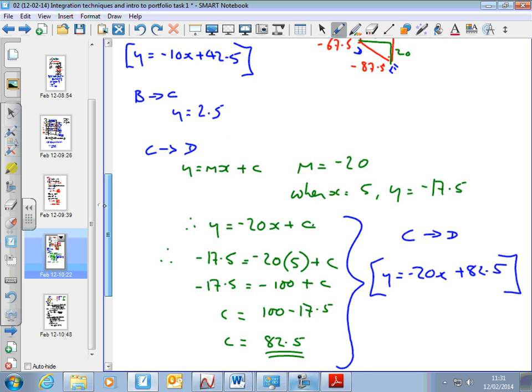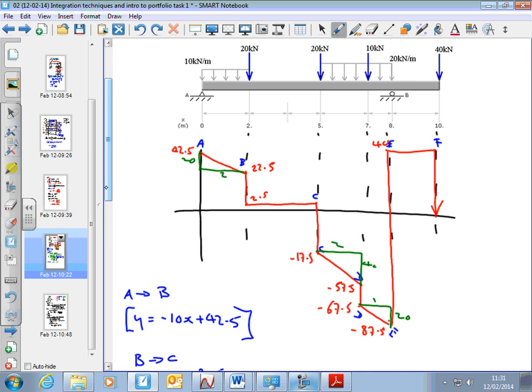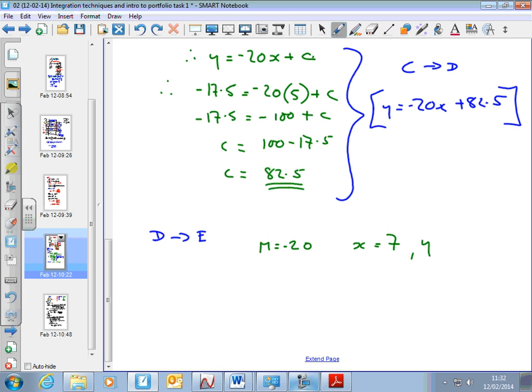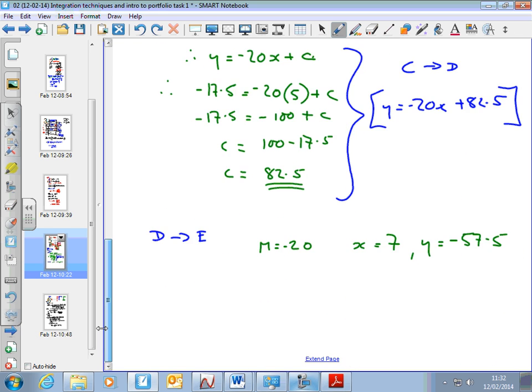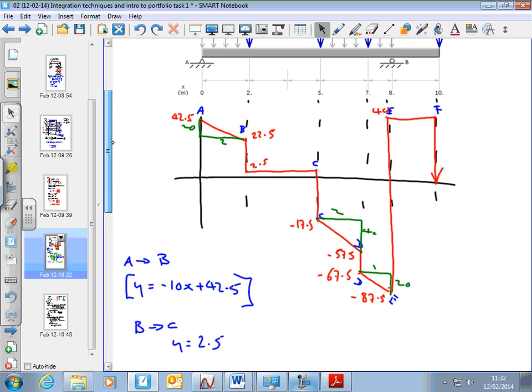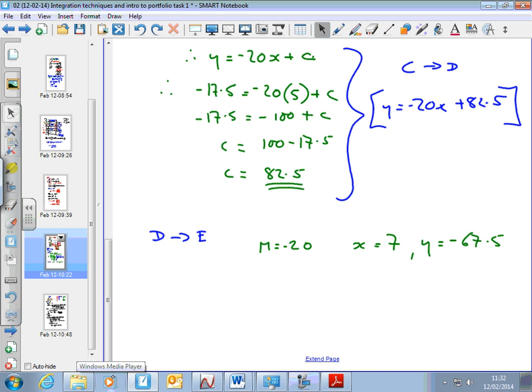So now let's take point D or E, it doesn't matter which. When x equals 7, which is at point D, y equals minus 57.5. Sorry, D to E we're doing 67.5, not 57.5, so minus 67.5. Whoever spotted that. At D is 7 meters, at the 7 meter point here. So then we just put those values in.